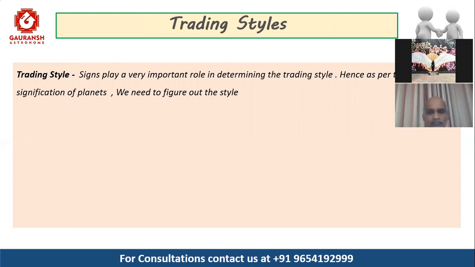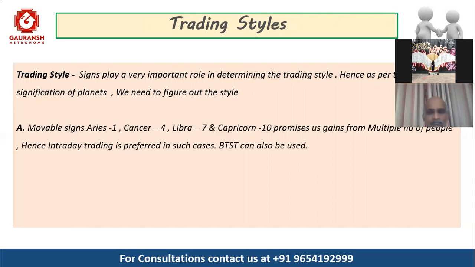So from these signs we can gauge a small idea about the trading methodology. If a particular planet is sitting in a particular sign, what kind of modality, what kind of environment it is sitting in with respect to trading, that we'll see in this slide. So the movable signs, which are 1, 4, 7, 10: Aries, Cancer, Libra and Capricorn. These are movable signs. They like to interact with a lot of people.